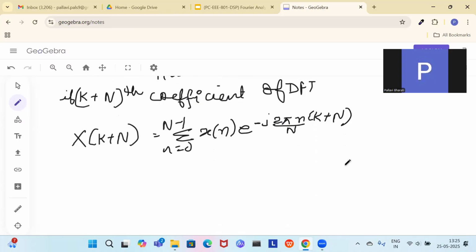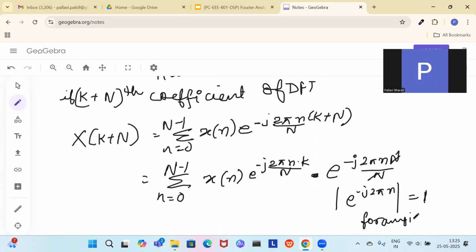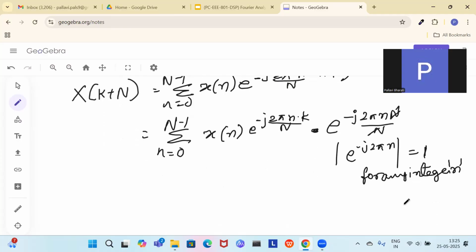Now separate this e to the power thing. This is going to be the sum for n equals 0 to N minus 1 of x of n e to the power minus j 2 pi n k by N, into e to the power minus j 2 pi small n capital N by capital N. Now the mod value of this one, for any integer n, is going to be 1. For any integer n, it's going to be equal to 1. So this finally reduces to the same thing.